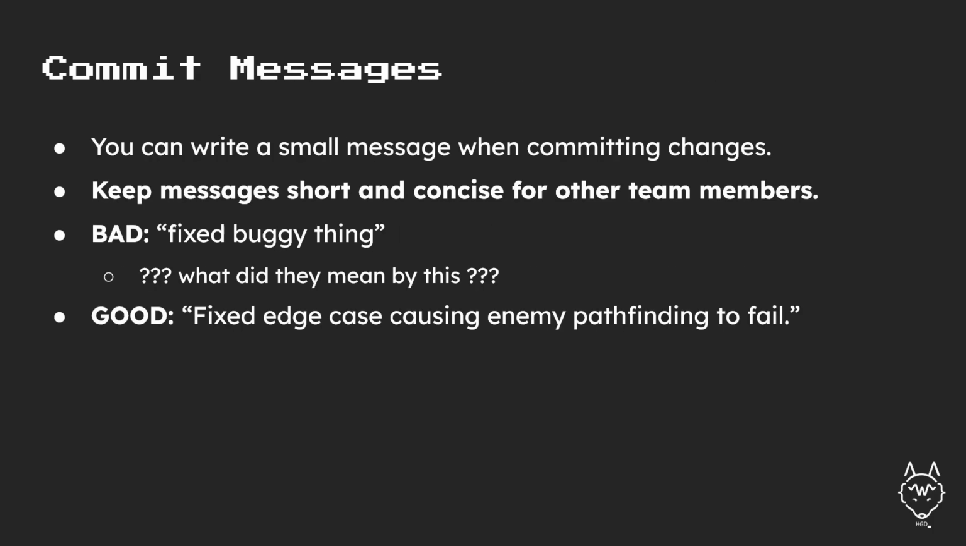On the topic of commits, as we mentioned before, you can have a small little message to your commit to describe your changes. It is very important, especially in teams, to keep these messages short and concise for your teammates. If you have a commit that says fix buggy thing, what buggy thing? What are you on about? What do you mean? But if you're more specific, fixed edge case causing enemy pathfinding to fail, okay. I can understand what your commit's doing now.